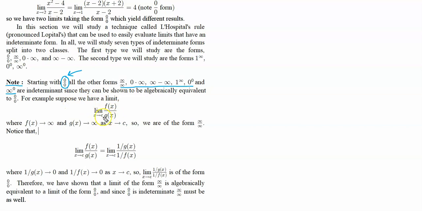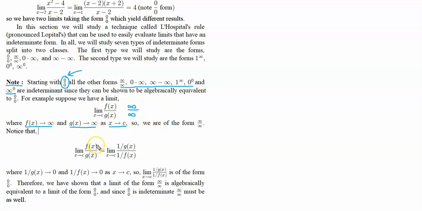Suppose we have a limit of two functions, the limit as x approaches c of f of x divided by g of x, where f of x is approaching infinity and g of x is approaching infinity as x approaches c. So this would be of the form infinity over infinity. So suppose that we have that.